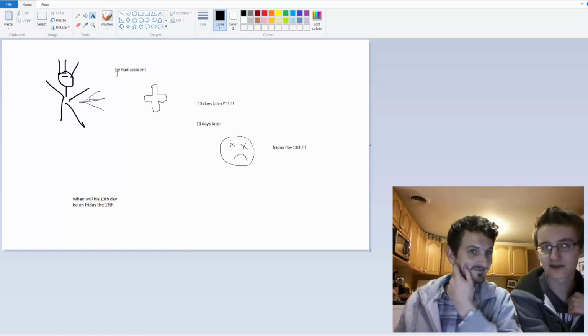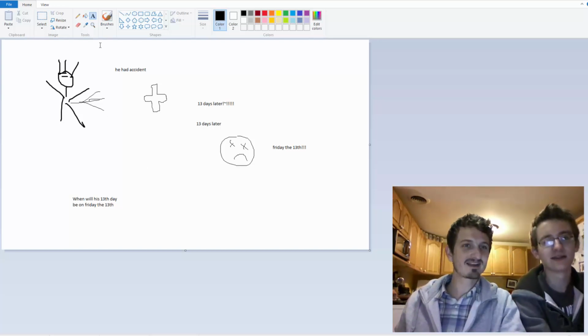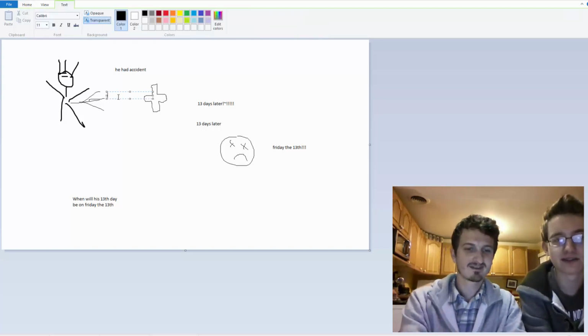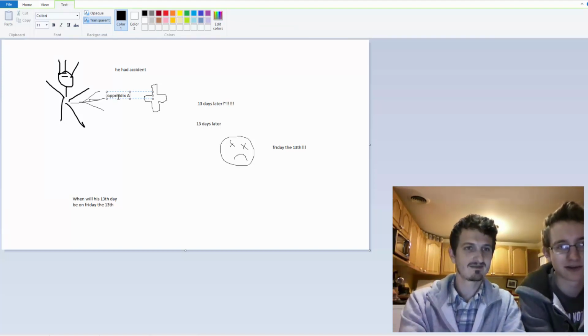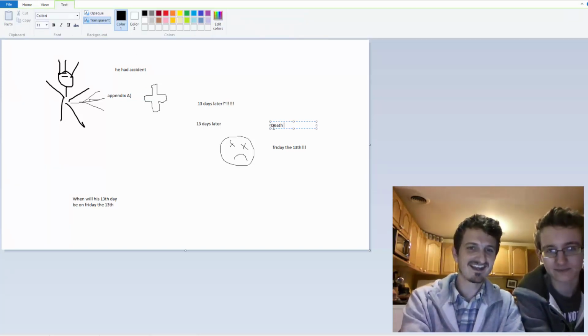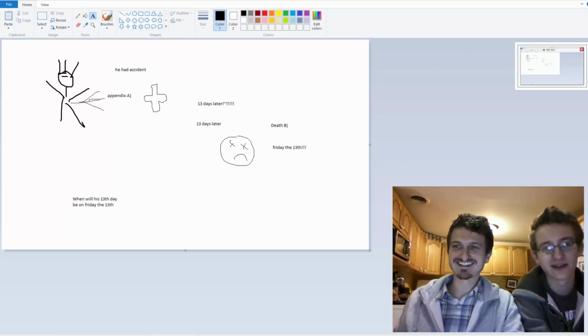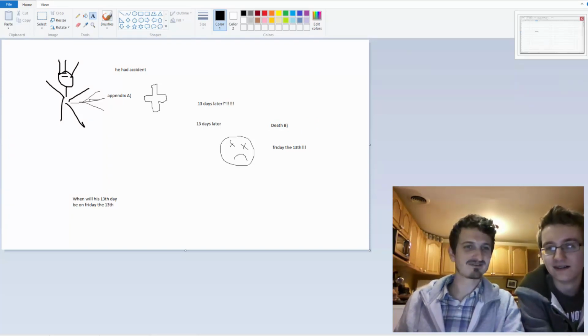Can I ask a quick question? Yes, you may. Why is he riding a broomstick in the first picture? Oh, that's his appendix bursting. Okay, that makes sense. This is appendix, I think that's how you spell it. Appendix A. So that's A, and then this is death B. Not BO. That's an entirely different story. Yes, that's another option for his friend to die.